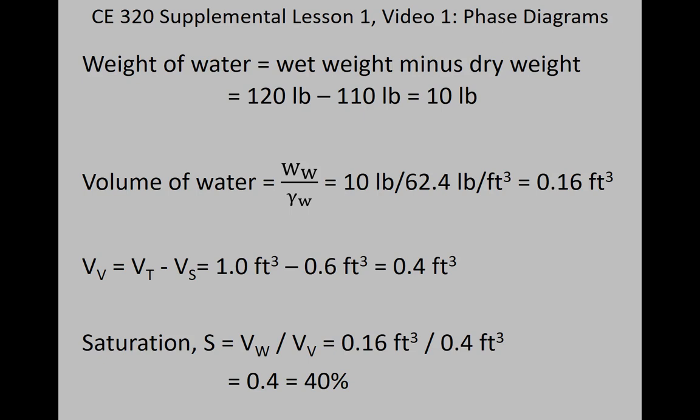We still need to figure out the volume of voids, but that's simply the total volume of 1 cubic foot minus the volume of solids of 0.6 cubic feet, which gives us 0.4 cubic feet for the volume of voids. We can now calculate saturation, which is defined as the volume of water divided by the volume of voids. In our case, this is 40%, or 0.4.